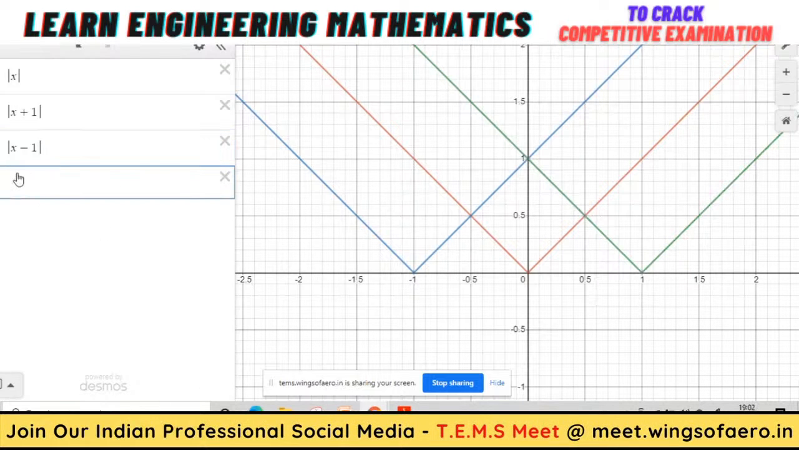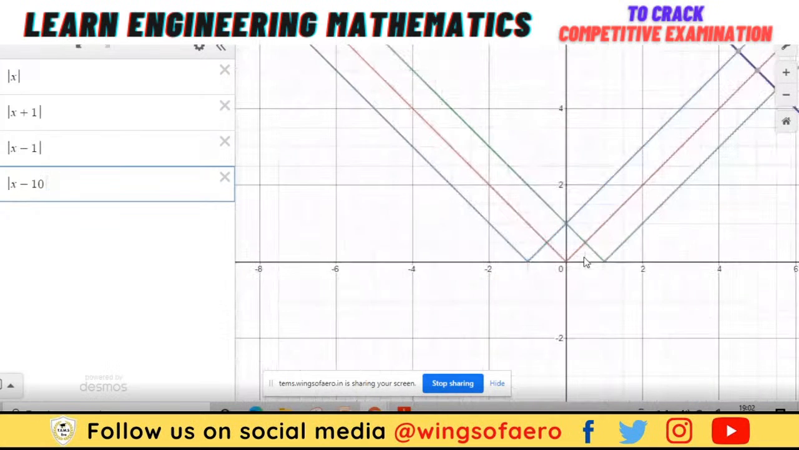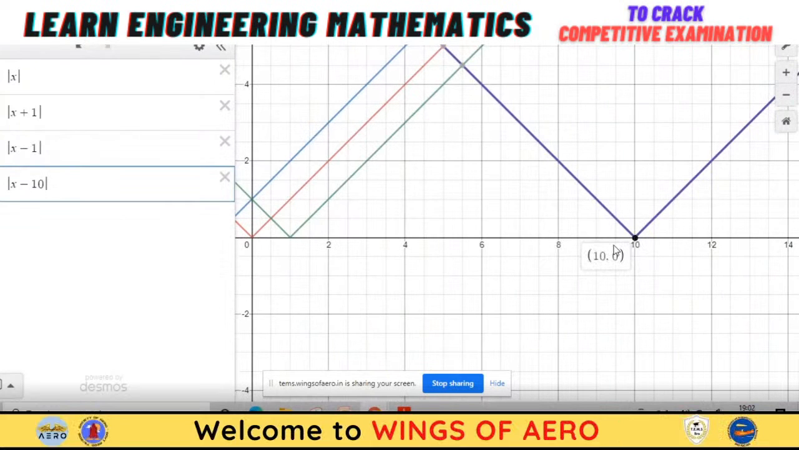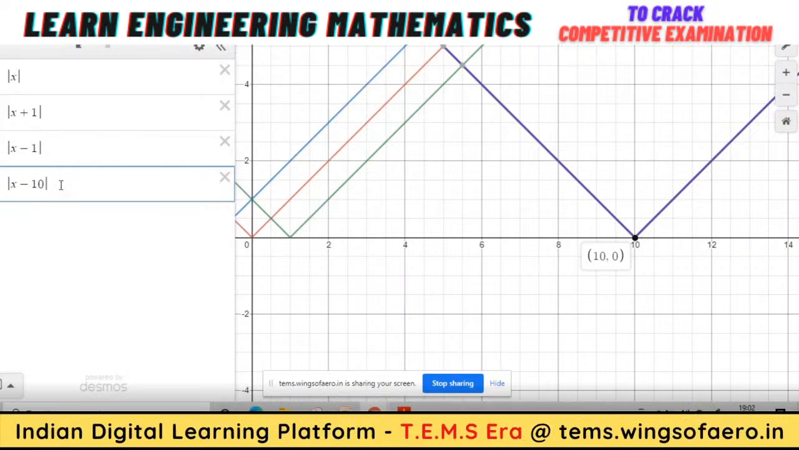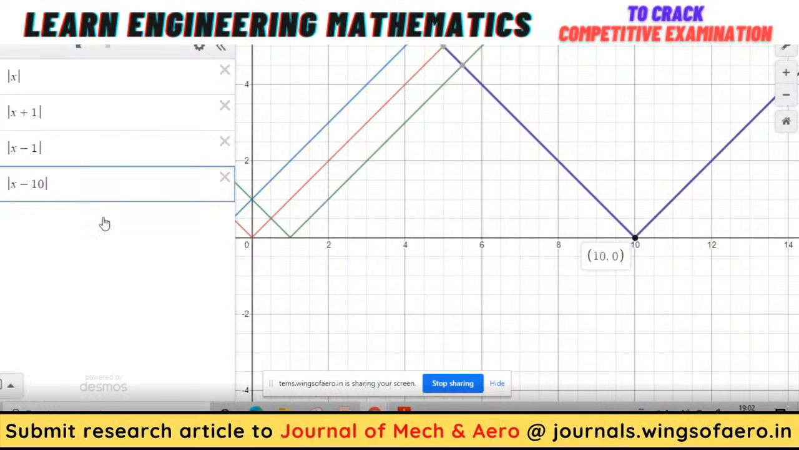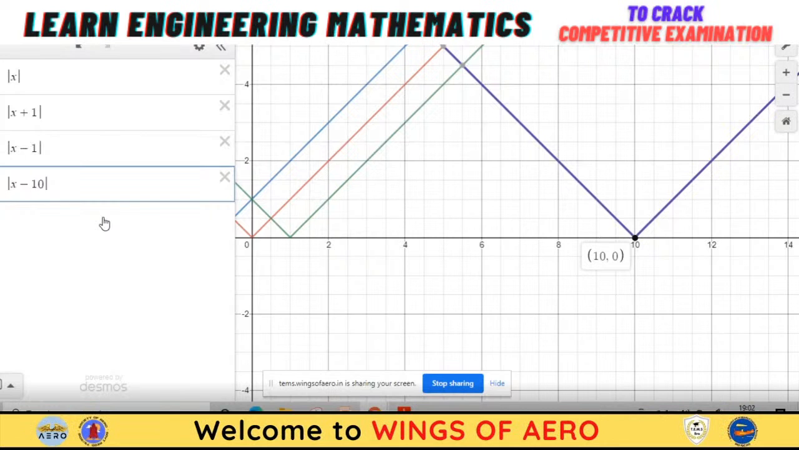Similarly, whatever function you write here, suppose mod of x minus 10, what will be the V point? 10. Just look at this, 10 will be the V point. So mod of x minus 10 will be continuous at this 10 point but not differentiable at this 10 point. In examinations, these kinds of questions will always be there: x minus 10, x plus 10, x minus 100, or x plus 100. If it is x plus 10, then the V point will be at the minus 10 position, and it will be continuous at minus 10 but not differentiable.